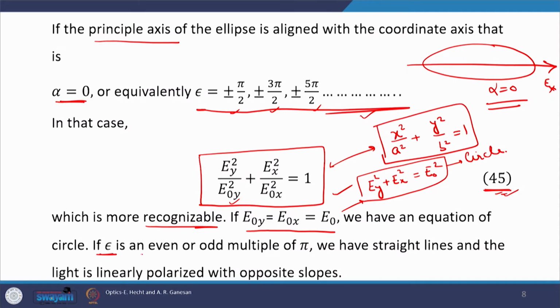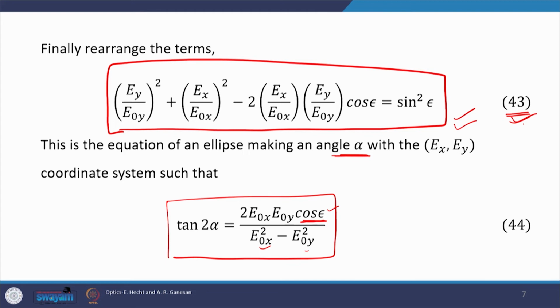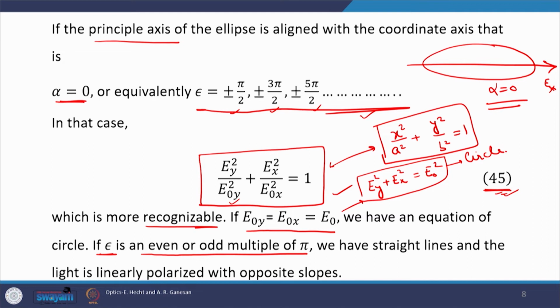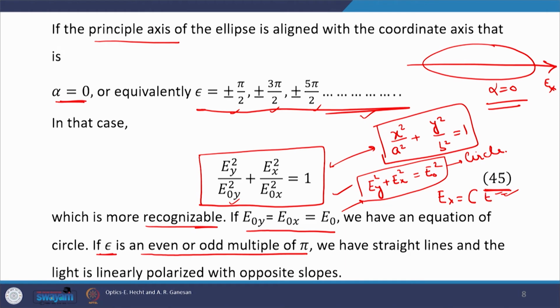Now, the second case: if epsilon is an odd or even multiple of pi, then what will happen? Where is epsilon? The epsilon is sitting in equation number 43. Now, under this condition, if epsilon is an even multiple of pi, then cos epsilon would be equal to 1 and sine would be equal to 0, and therefore we will have E x by E y equal to E naught x by E naught y, which is a constant number. Therefore, we will have E x equal to some constant multiplied by E y, which is nothing but an equation of a line.